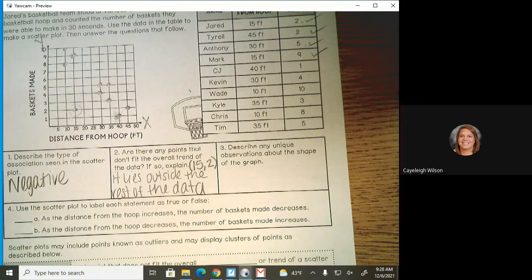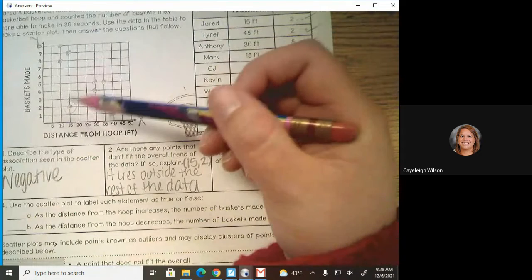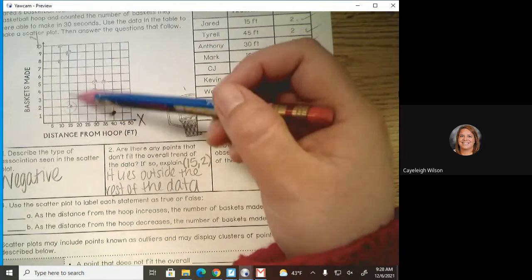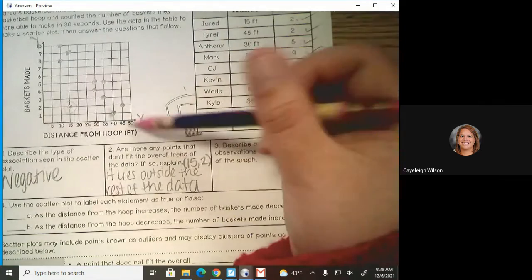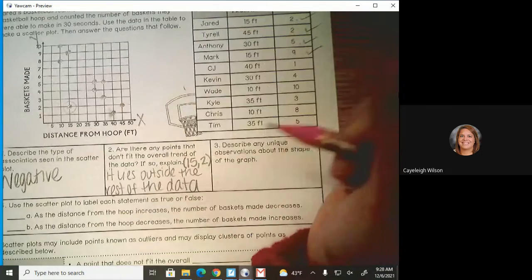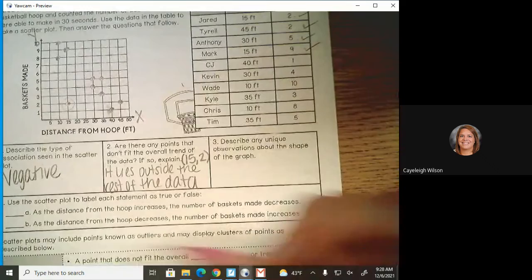There's a gap. Where is there a gap at? Yeah, like nobody made any shots from 20 and 25 feet. So like right here, like 20 and 25 feet, nobody made any shots in there. So that's unique. And you could also say something like 15 feet and below, they made more shots, but then they made less shots from 30 to 45 feet. You could say no one shot between 20 and 25 feet from the goal, something along those lines where you're talking about this gap.